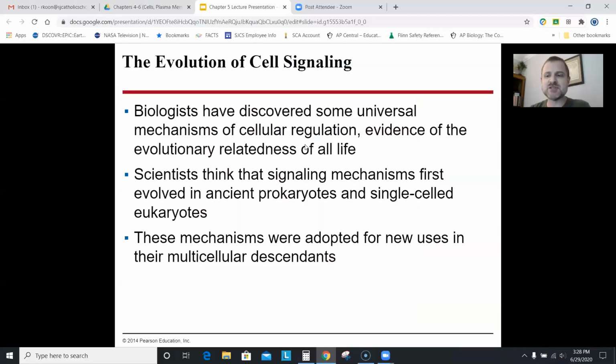The chapter ends with just some theorizing as to the origin of cell signaling. We don't really need to get into this, but just recognize that all cells can do this. So this is one of these pathways that must have evolved very, very early in the history of life on Earth. If everything can do it, it probably originated very, very soon, and then got passed on through evolution to life as we know it today on planet Earth.